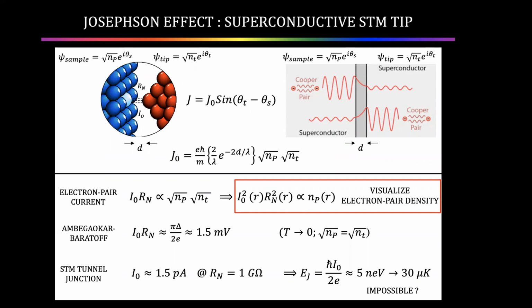So to stabilize the phase difference across a single atom junction, either the junction has to have a resistance of a few kiloohms. You can do that in a device, but it's hard to do it in a microscope. Or you have to operate at microkelvin temperatures. We can't do this.